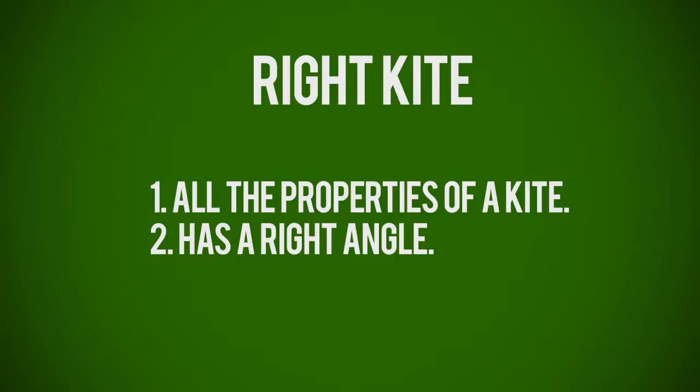Now, let's move on to the kite's subcategory. The kite subcategory is the right kite. A right kite has all the properties of a kite and a right angle.